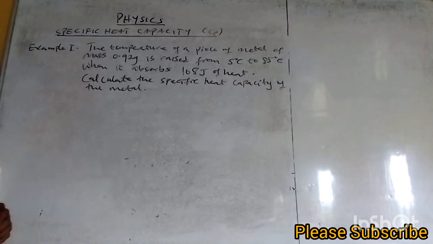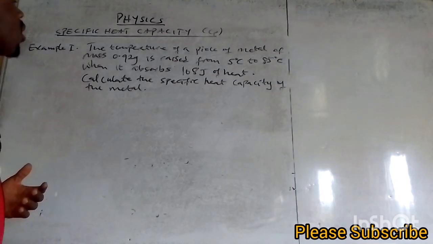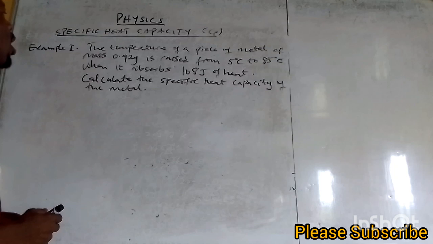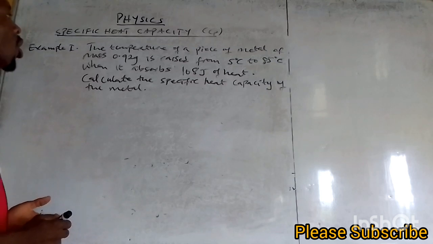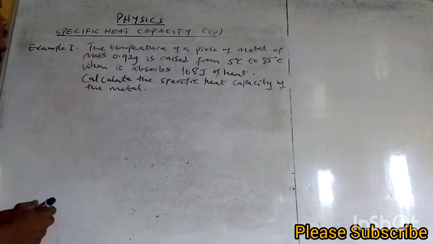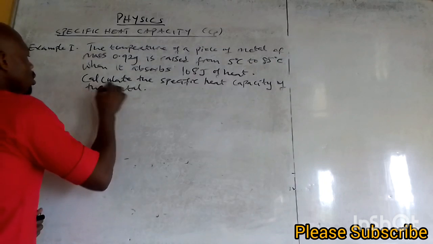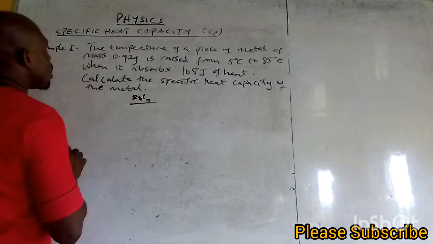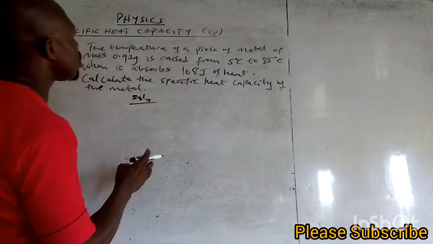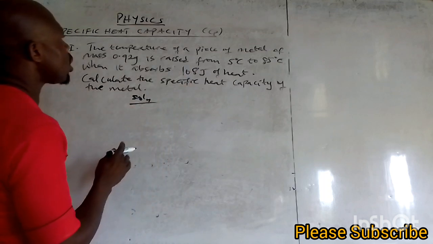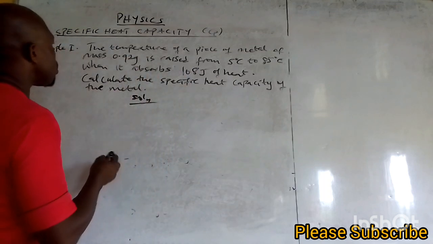Example 1. The temperature of a piece of metal of mass 0.92 grams is raised from 5 degrees Celsius to 85 degrees Celsius when it absorbs 108 joules of heat. Calculate the specific heat capacity of the metal. Solution. We have the parameters already, so all we need to do is to list them out.